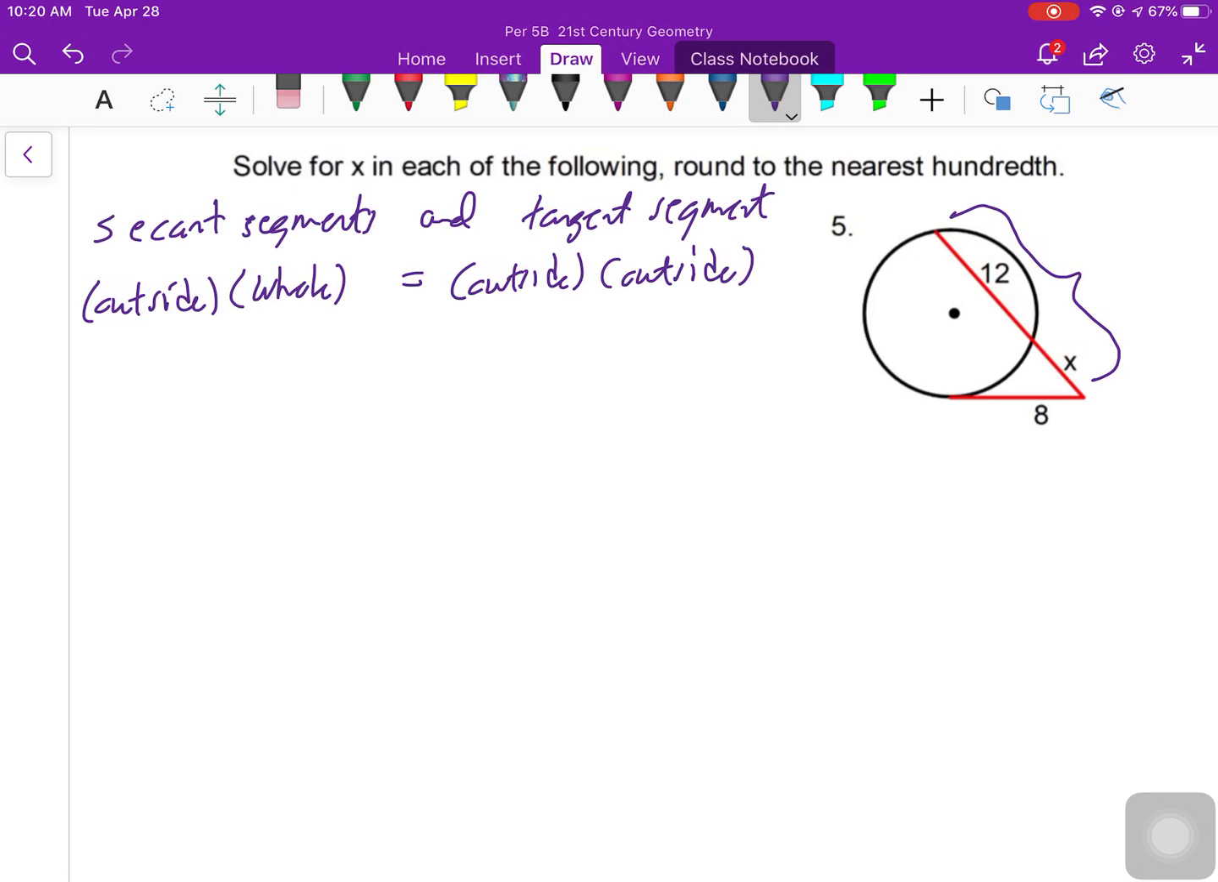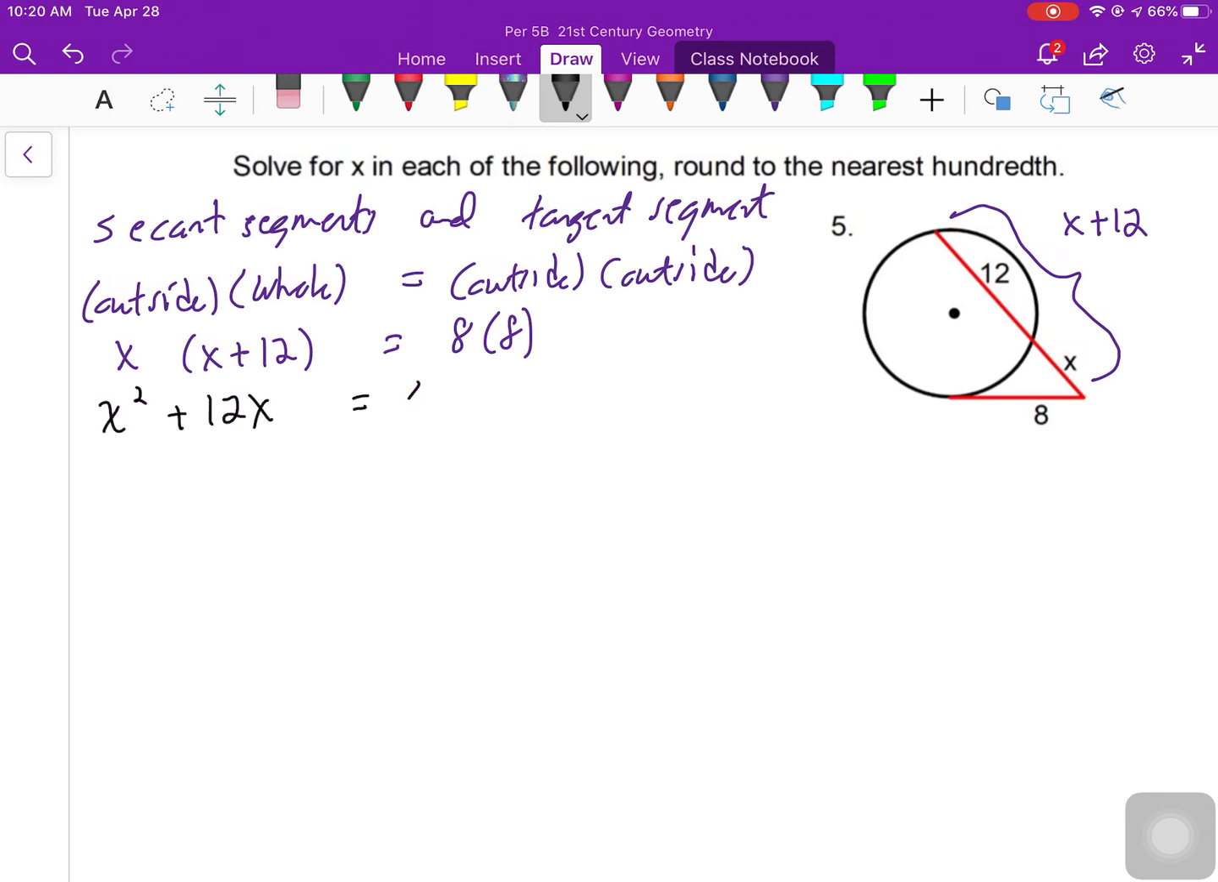Now with secant segments, once again, it's best to identify and label the whole length. So the whole length there would be x plus 12. So for that secant segment, the outside is x, the whole length is x plus 12. For the tangent segment, the outside is 8, so 8 times 8.